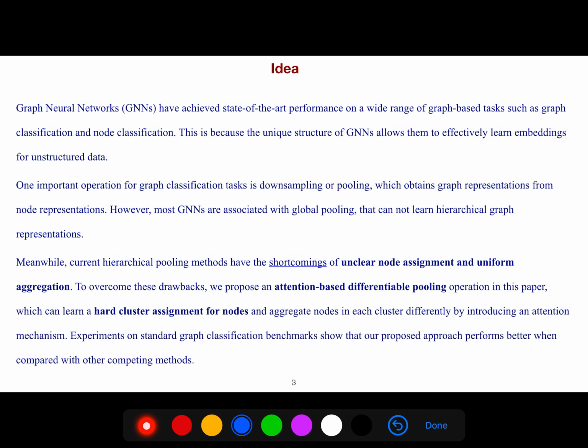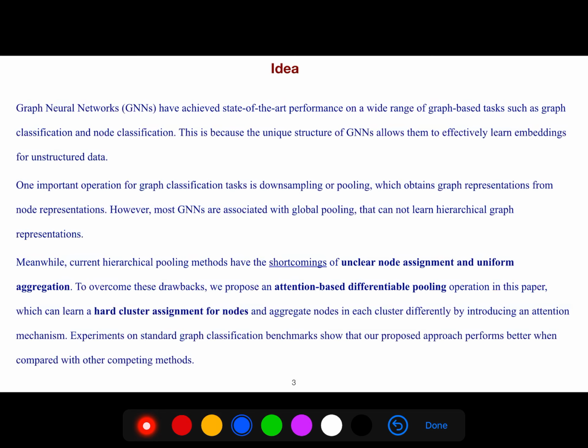One important operation for graph classification tasks is downsampling or pooling, which obtains graph representations from node representations. However, most GNNs are associated with global pooling that cannot learn hierarchical graph representations. Meanwhile, current hierarchical pooling methods have the shortcomings of unclear node assignment and uniform aggregation.